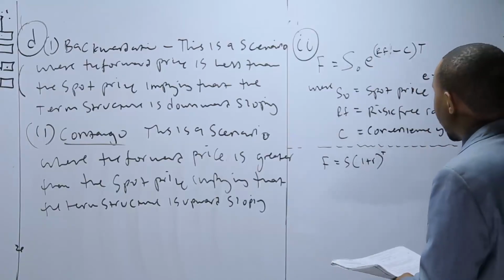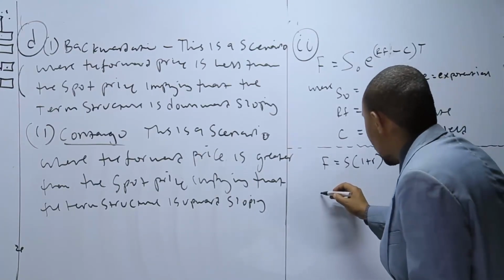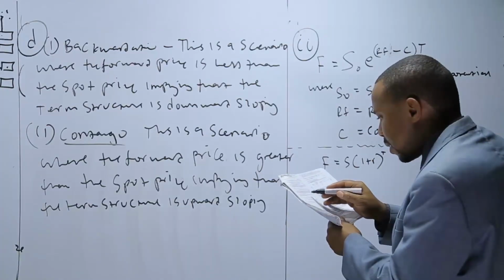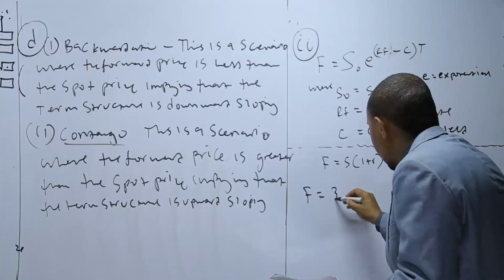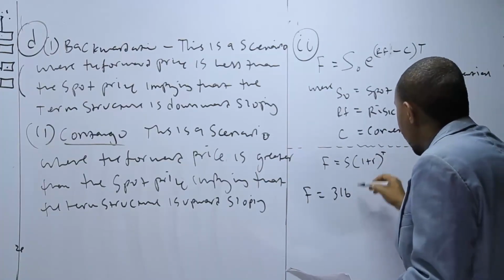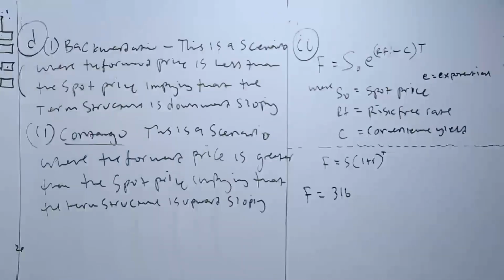So putting it all together, we can try and identify the spot price. In this case, the spot price, so F, we can say the spot price is how much? In this case, I can see the spot price is 316. We said we are using this one over here, multiplied by the exponential. Please note the exponential from your calculator.